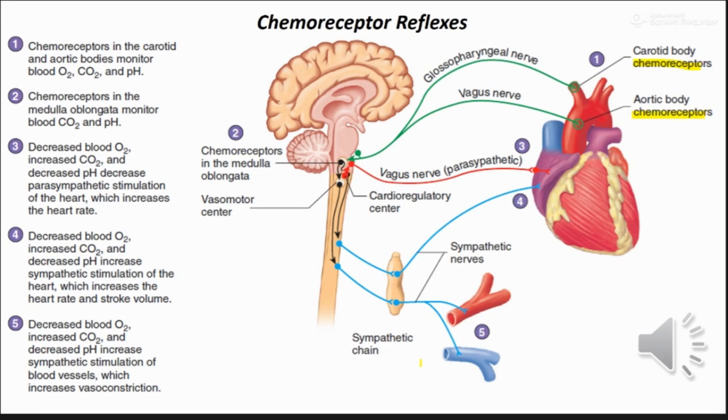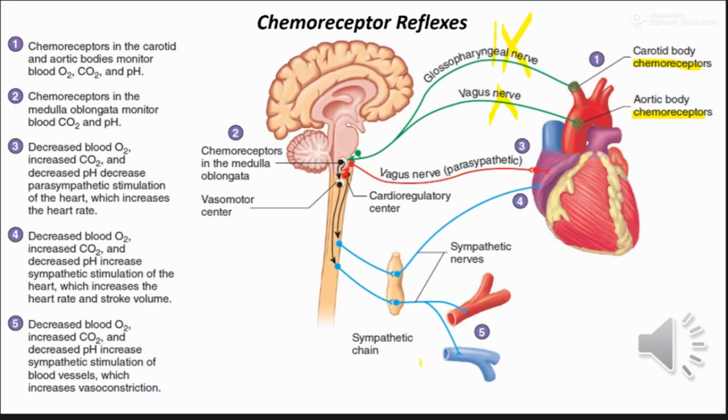They are about 1 to 2 millimeters in diameter, so very small, and they lie near the carotid sinus. The aortic body is just adjacent to the aorta. The afferent nerve fibers pass to the medulla oblongata through cranial nerves 9 and 10 again. So 9 for your carotid body, and 10 for your aortic body. Know that these chemoreceptors receive an abundant blood supply.